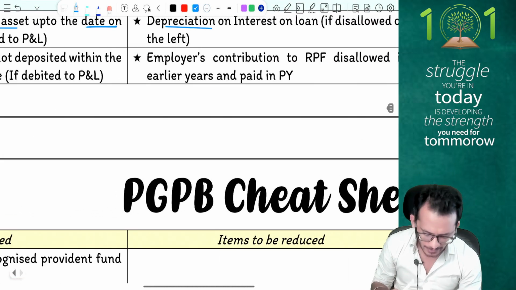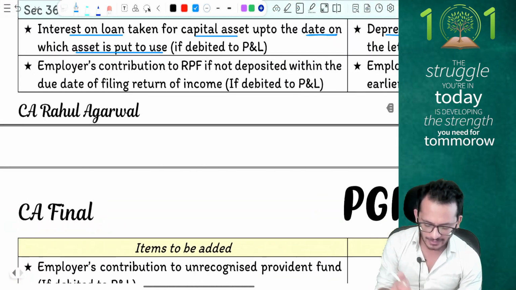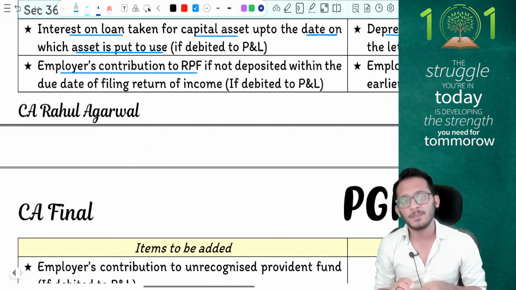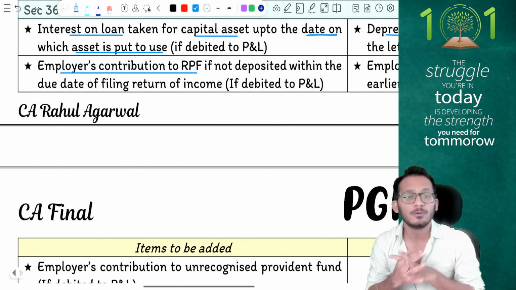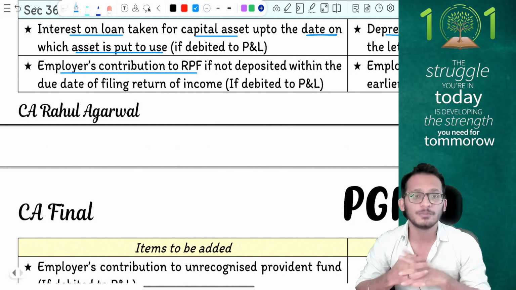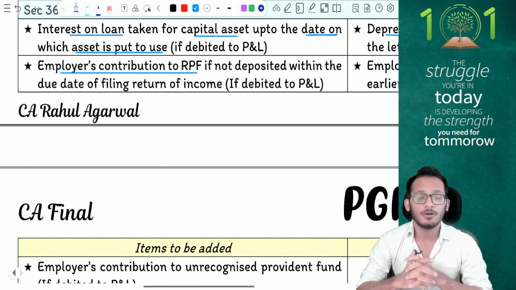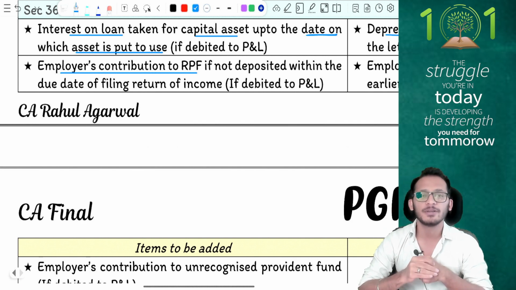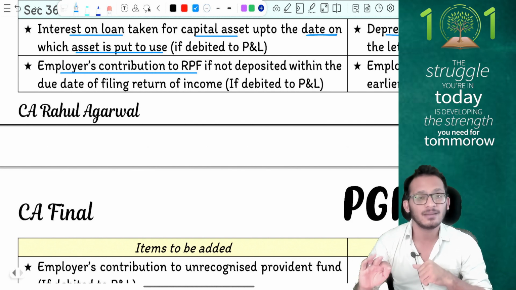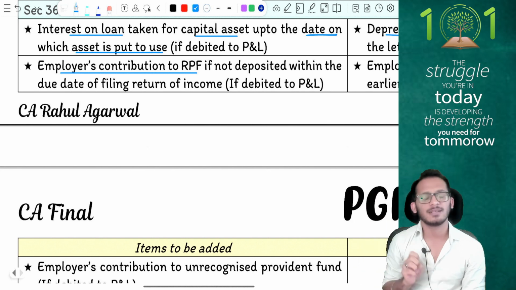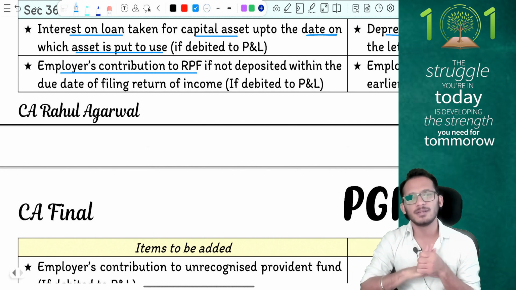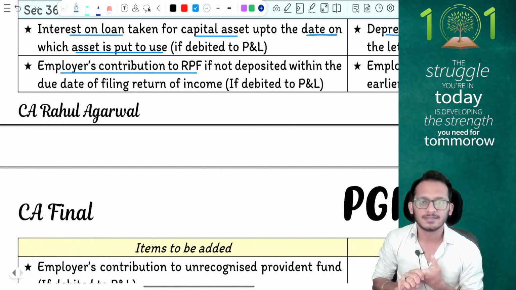Yes. Great. The next item, people, is something very critical, something called employer's contribution to RPF. Now, when it comes to employer's contribution to RPF, rules say that the payment has to be made on or before the due date of return filing. If you have not made the payment on or before the due date of return filing, the expense, if it is there in the P&L, will get disallowed. That is what this line item says. So, employer's contribution to RPF, if not deposited within the due date of return filing, gets disallowed.